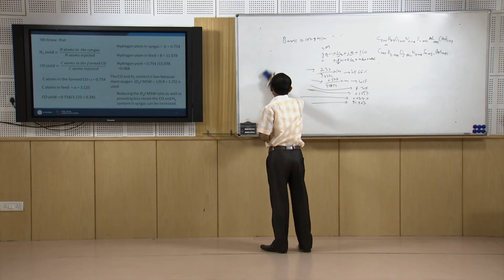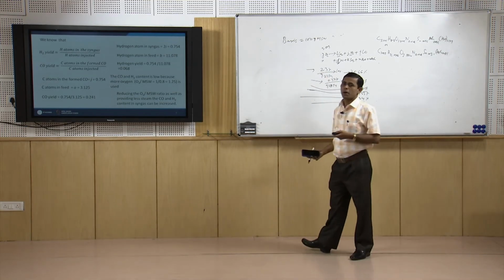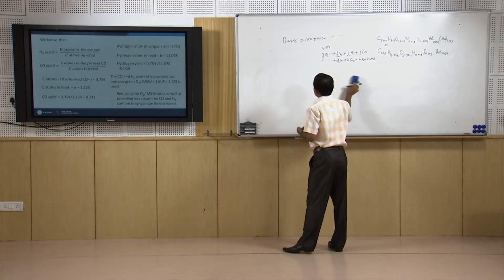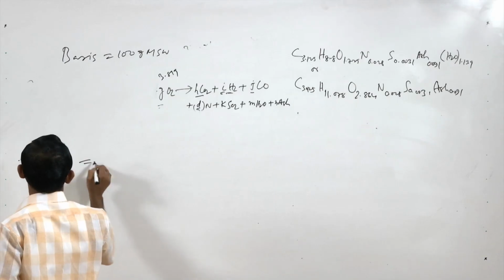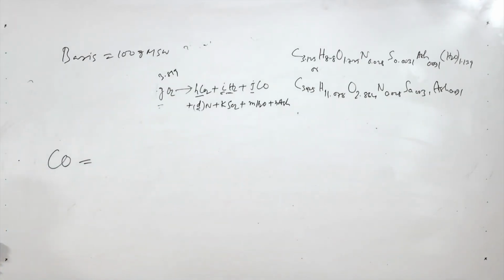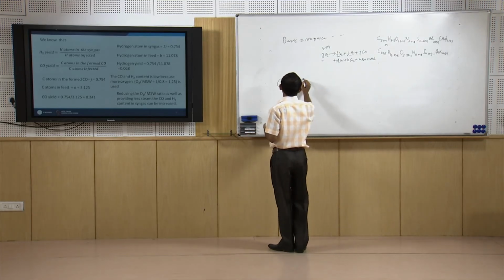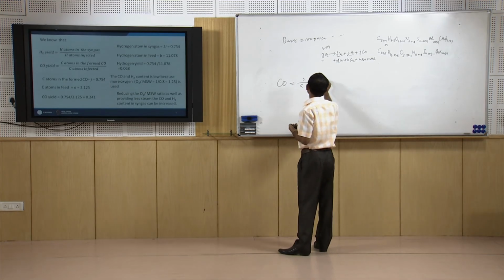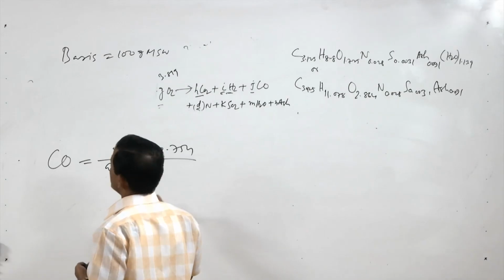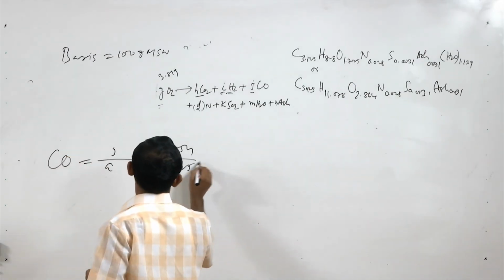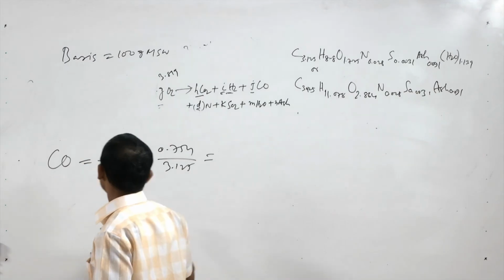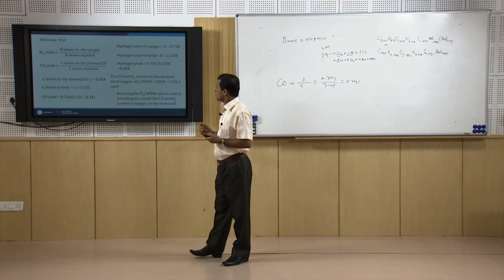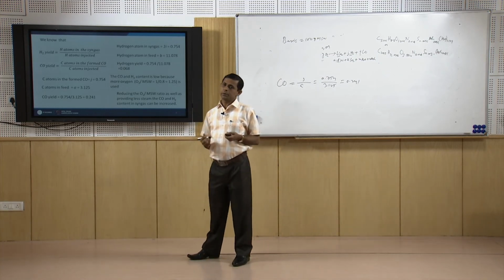Similarly, for CO, the yield is equal to carbon atoms found in CO divided by carbon atoms injected. So, in this case the yield of CO is equal to J divided by A, and J is equal to 0.754 and A is equal to 3.125. So, it is giving us 0.241. So, now we have completed all the parts of this problem.